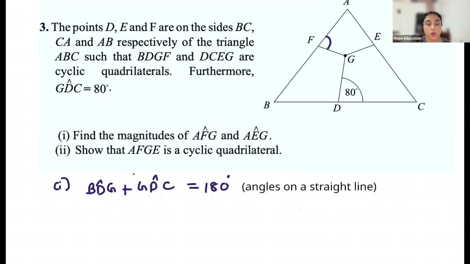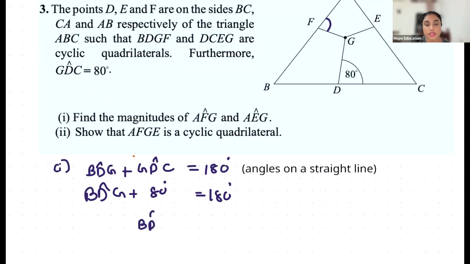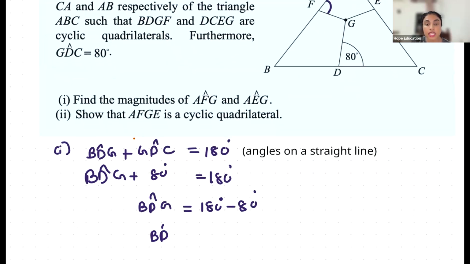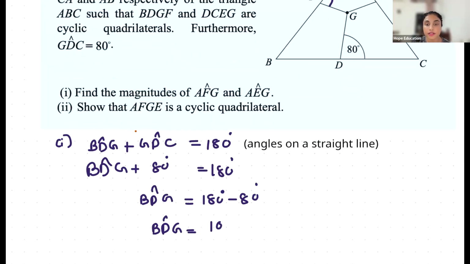BDG, that is this one. So BDG plus GDC, that is 80 degrees, equals 180. So BDG equals 180, 80 එක පැත්තට ගෙනිච්චාම it becomes subtraction. So BDG equals 180 minus 80, that would be 100 degrees. එහෙනම් මෙයා 100.